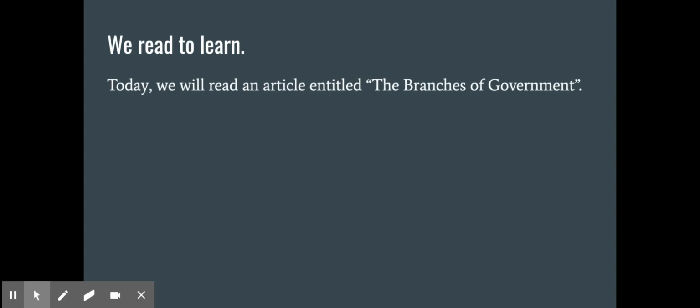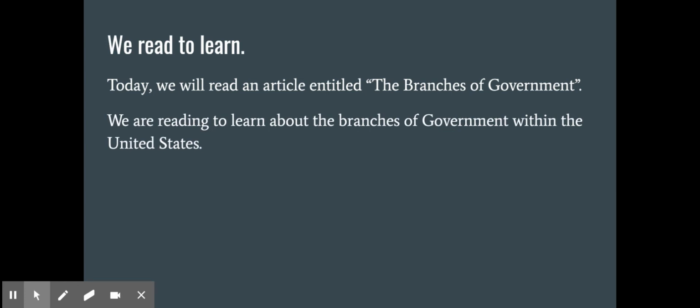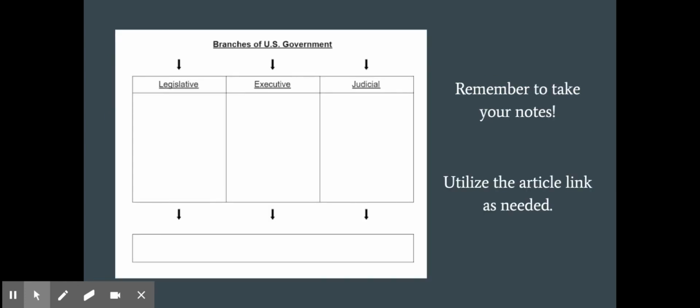All right, so of course we're reading to learn. So today we're reading an article entitled The Branches of Government because we want to learn about the different branches of government within the United States. And to make sure that we are remembering all this and that we have it to utilize during our transfer assignment, remember to take your notes. So go ahead and pause and get down this graphic organizer and then come back to us once you've gotten down the graphic organizer. All right, so you should have paused, written down that graphic organizer, and now we can go ahead and get going.